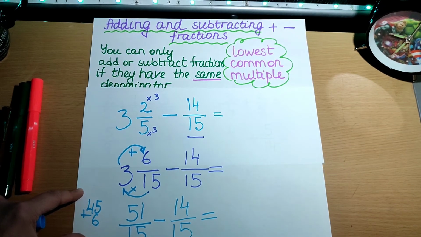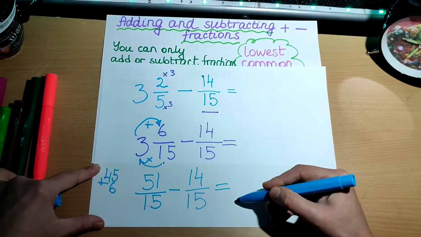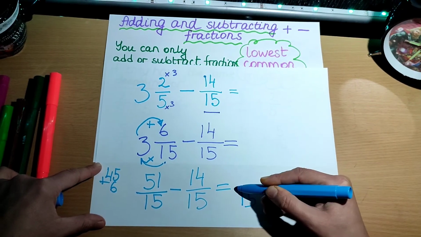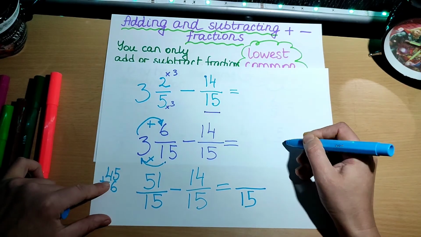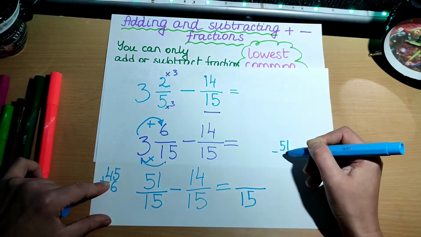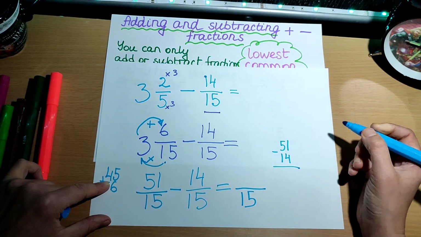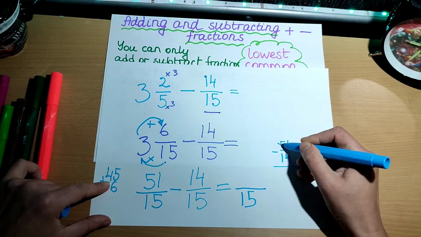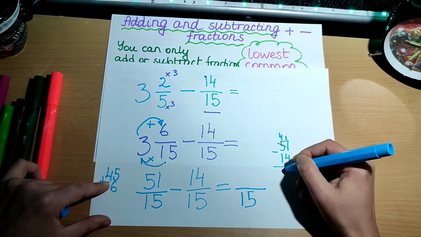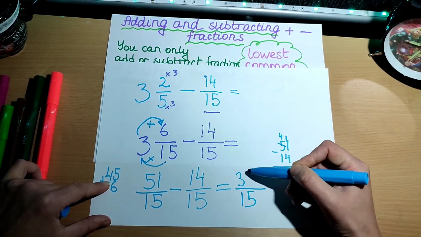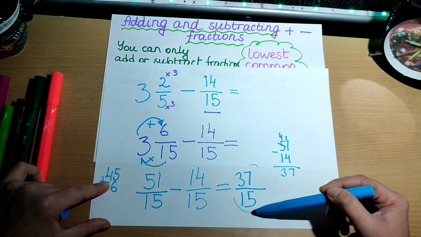Can we do this subtraction now? Yes, we can. We're leaving our denominator as it is, which is 15. Now, if you can't do 51 take away 14 in your head, just work it out as a column subtraction on the side like this. Right. I can't do that now. So 11 take away 4 is 7. 4 take away 1 is 3. 37/15. So I got 37/15. You can leave it as it is.